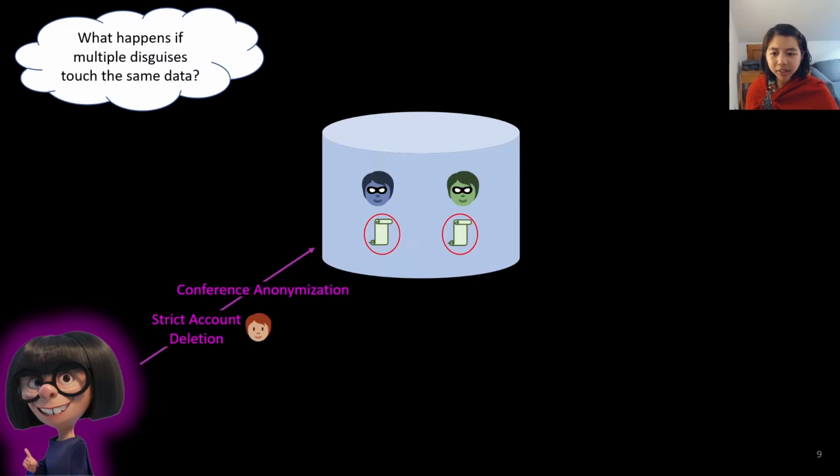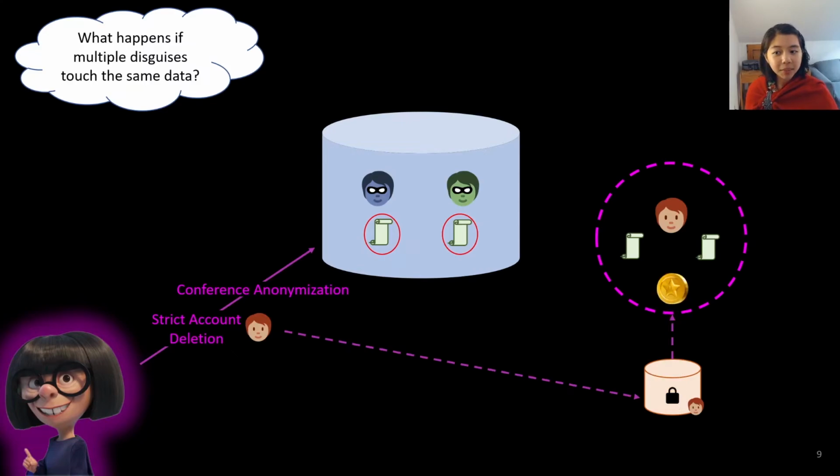To address this issue, recall that conference anonymization additionally stores a reveal token for the user, with information about the data destroyed while decorrelating their data. This reveal token allows Edna to temporarily recorrelate and then properly delete the user's data. While this is a specific solution that works in this scenario, a general solution for disguises that may interact or may not store reveal tokens at all is still an open question.